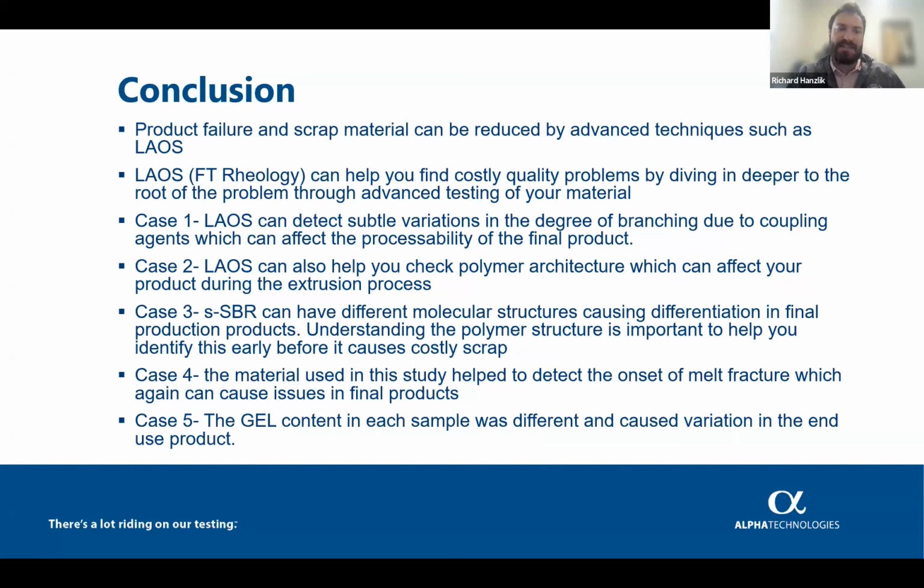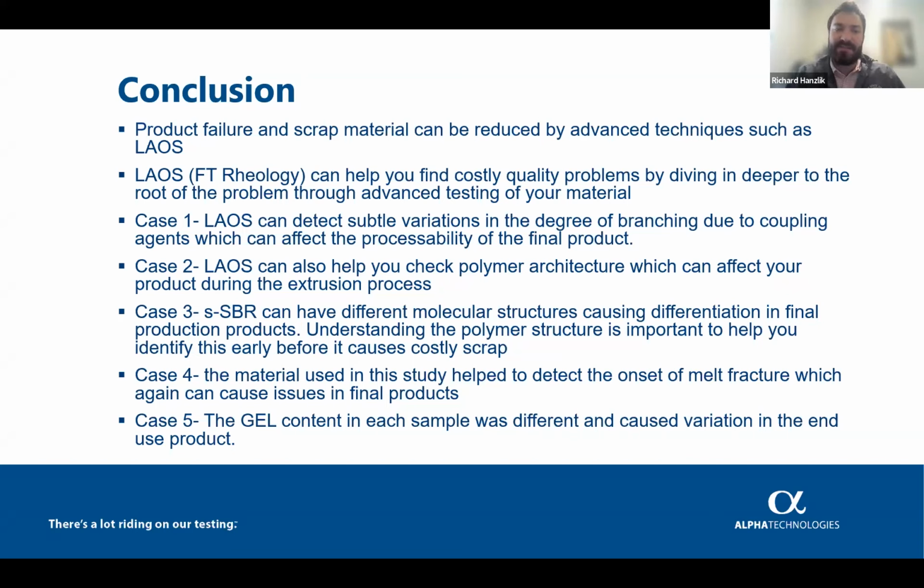And this can help reduce costly scrap as well. In case number 4, the material used in the study helped to detect the onset of melt fracture. In that case, we know that we need a sufficiently high presence of long chain branching to delay the onset of the melt fracture. Again, melt fracture would be very bad in an injection molding process. That's going to create scrap or lead to field failures, which is usually really bad.